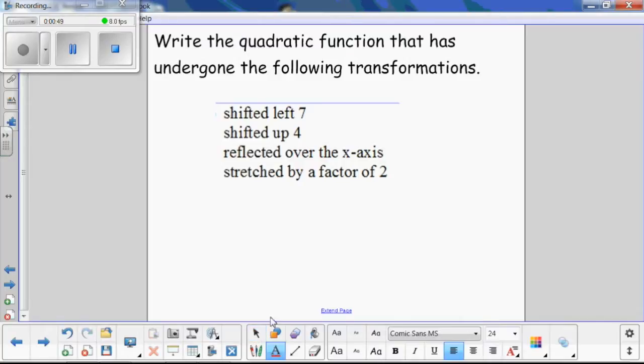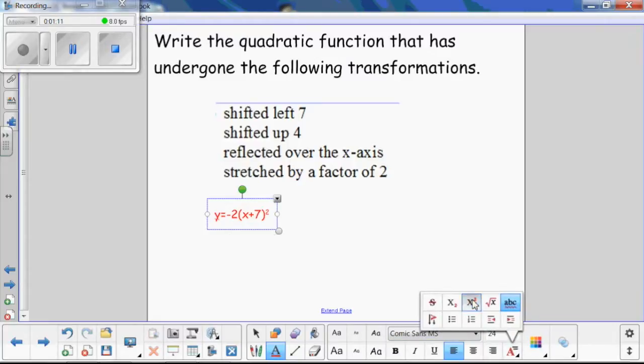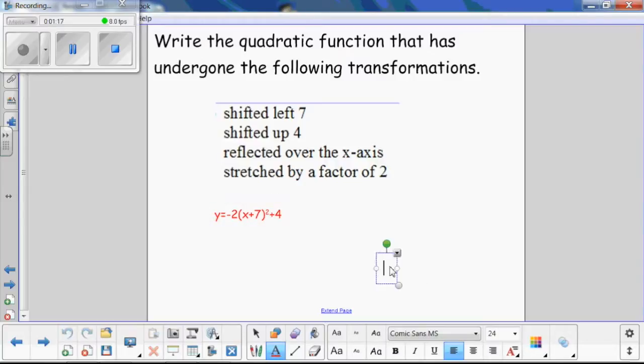So the first thing we did was write quadratic functions. So if I were going to write this, I'd see first that it's reflected. That gives me a negative. It's stretched by a factor of 2. It's shifted left 7. That gives me a plus 7 instead of a minus 7. I need the squared to make it quadratic. And then it's shifted up 4, so I do a plus 4.